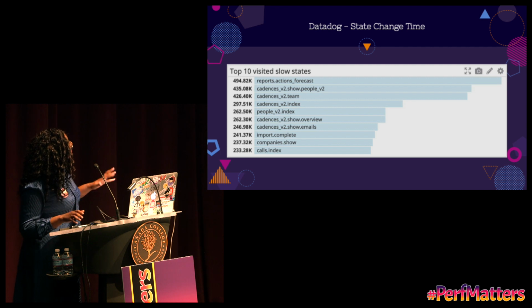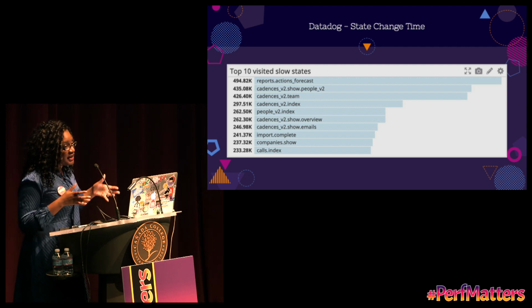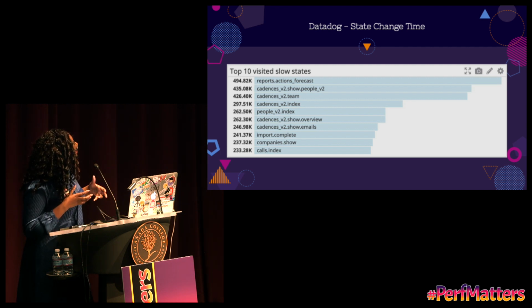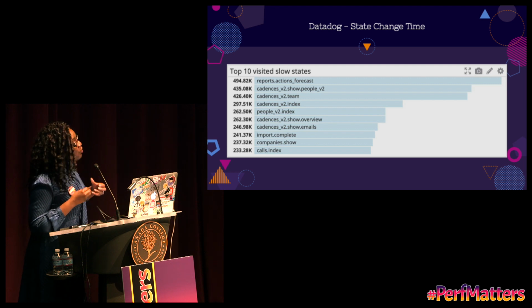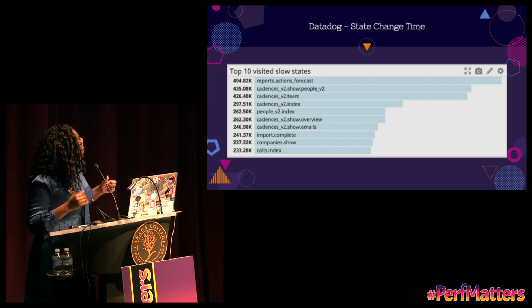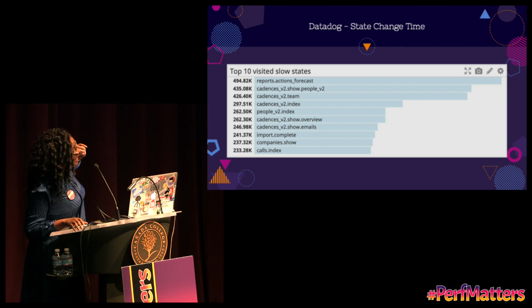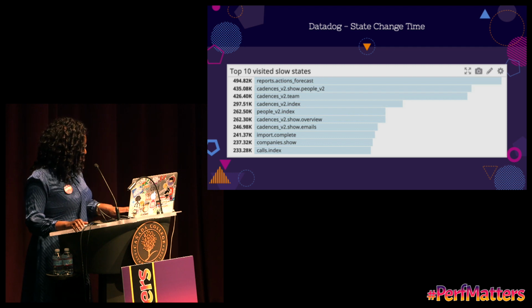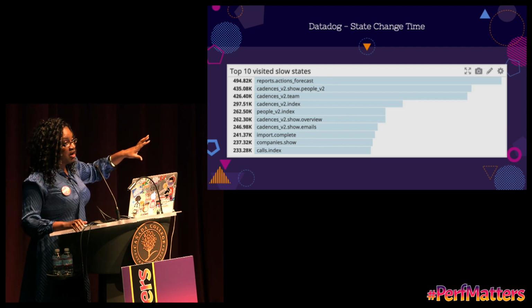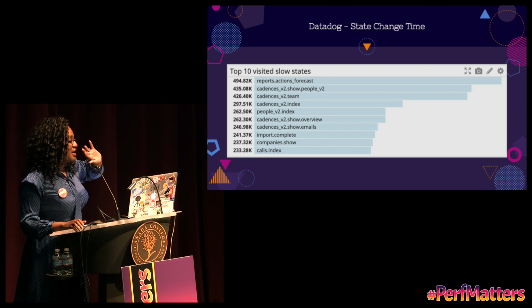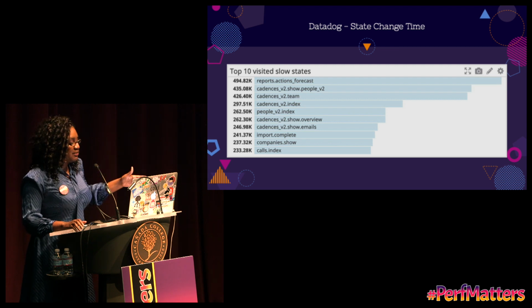And then we've also been using Datadog. What we wanted to focus on were our top visited states, so we could make as big an impact as possible. So we started going into Datadog and figuring out what our slowest states are and how we can optimize them. And we continue to measure all of these and report on them weekly.